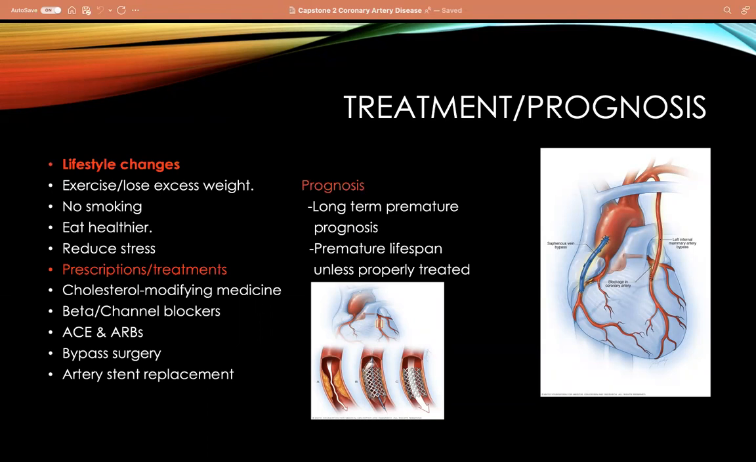And if more aggressive treatment is needed, a patient can have a bypass surgery, which is shown in the bigger picture to the right. And the surgery will allow blood to flow around the blocked or narrowed coronary artery. The next option would be to get an artery stent replacement, and this is often to keep the artery open, which is shown in the smaller picture.